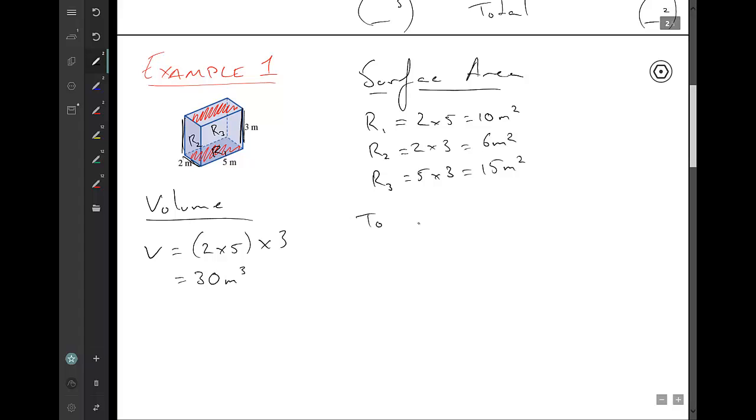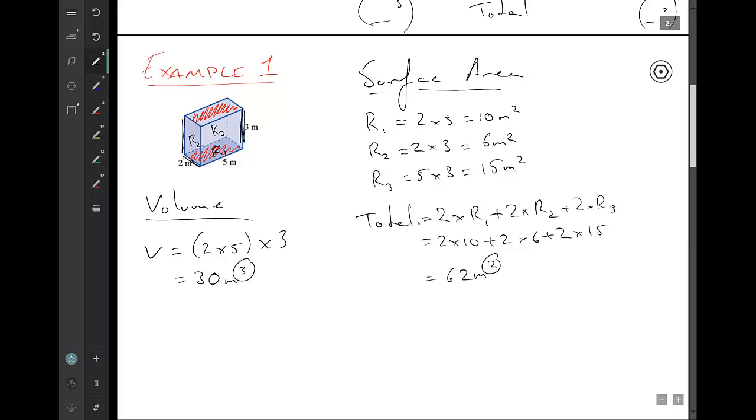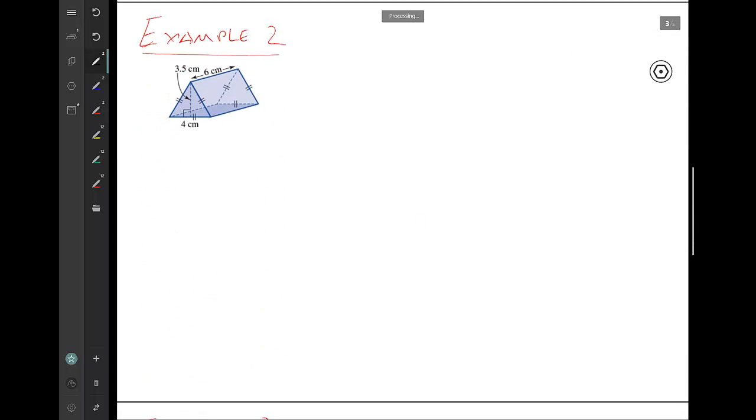Then the total is just 2 of those each added up. So 2 times R1 plus 2 times R2 plus 2 times R3, which is equal to 2 times 10 plus 2 times 6 plus 2 times 15 equals 62 meters squared, I think, if you add it up. So volume should be cubed. That's the mistake I made earlier. Surface area should be squared. Let's keep moving. Let's have a look at example 2.